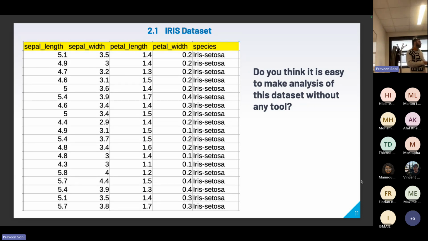Can you tell me how many attributes are there, numeric and categorical, or any other type, like temporal? Yes, only one categorical and the other ones are numerical: four numerical and one for the species. Okay, so you see it's very easy to analyze. You don't need any tool, and you can easily answer the question.